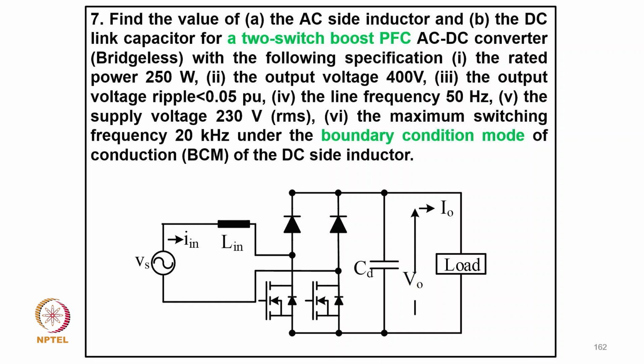Coming to numerical problem 7, find the value of AC side inductor and the DC link capacitor for the two switch boost AC/DC converter for the following specification: rated power 250 watt, output voltage 400 volt, output ripple less than 5%, line frequency 50 hertz, supply voltage 230 volt, and the maximum switching frequency 20 kilohertz under the boundary condition, that is BCM, of the DC side.